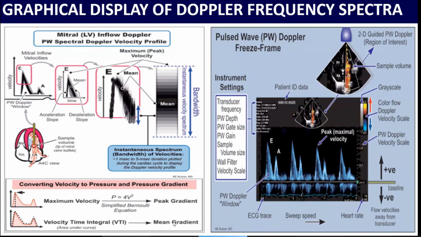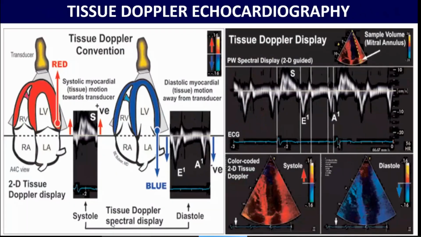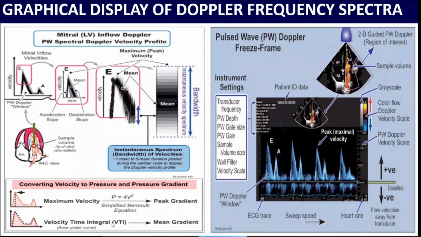This is again a depiction of the Doppler frequency in the mitral inflow Doppler velocity profile. I think we already discussed this. Velocity to pressure gradient conversion is done by using the modified simplified Bernoulli equation when you are looking at gradients across the stenotic valves.